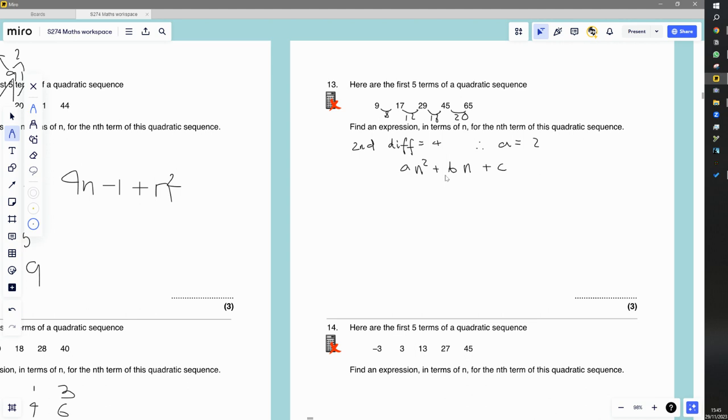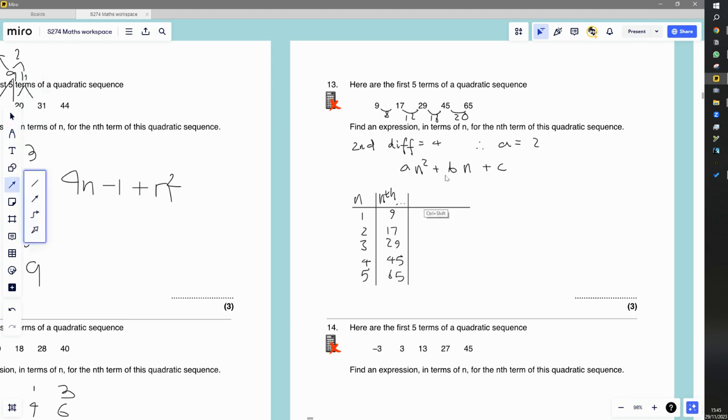So now what we're going to do is draw a table. The first column we're just going to label as n. And so we've got 5 terms: 1, 2, 3, 4, 5. The first 5 terms. And then the next column we can label as the nth term. I'm just going to write nth. And that's going to be, well, the first term was 9, then it was 17, 29, 45, 65.